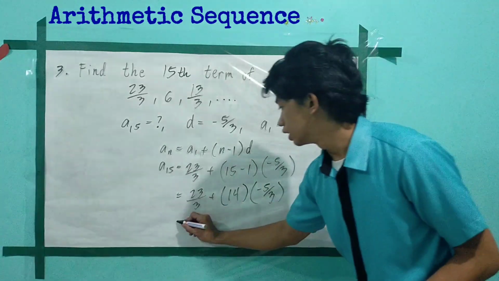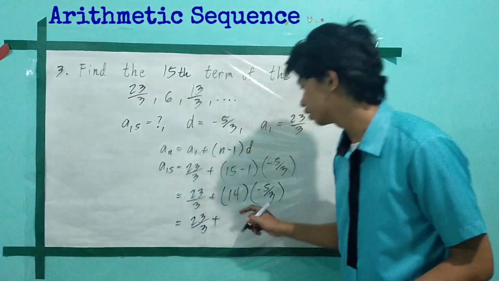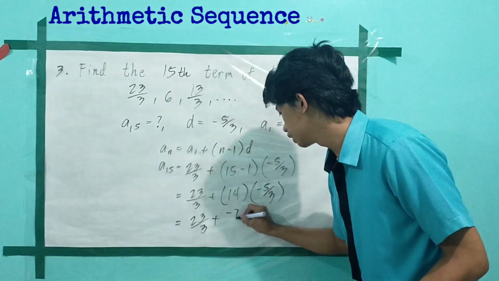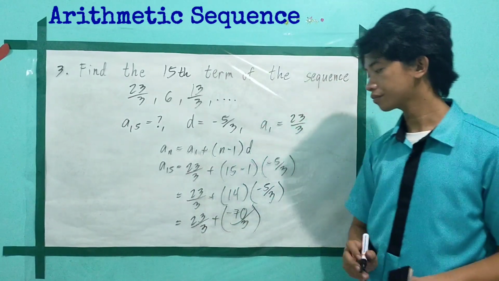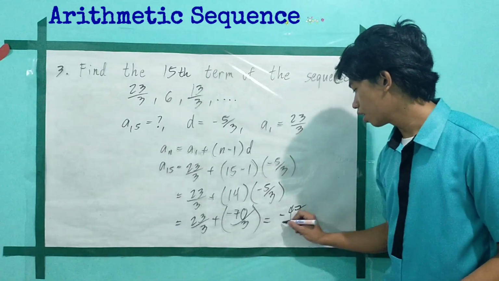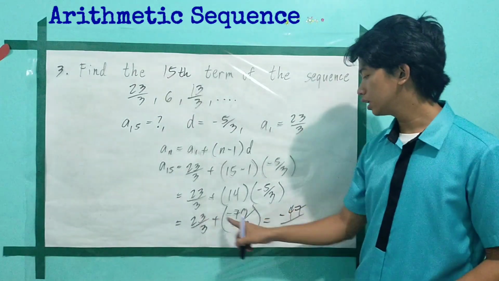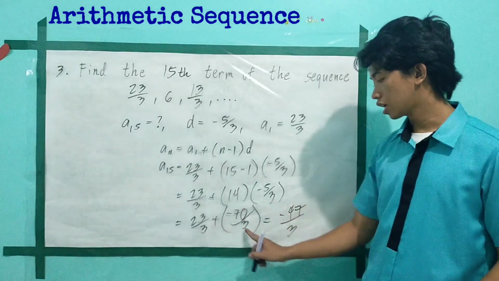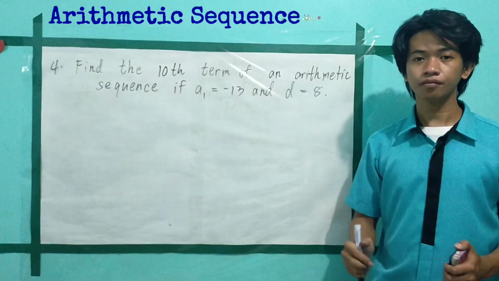Okay? So, ayan. 23 over 3 plus 14 multiplied by negative 5, we have negative 70 all over 3. Ayan. Equal now to negative 47 all over 3. Ayan. 23 less 70 is equal to negative 47, then copy the denominator since similar yung denominator natin.